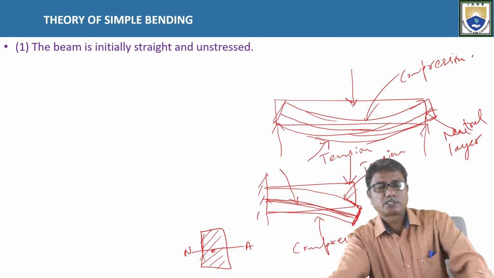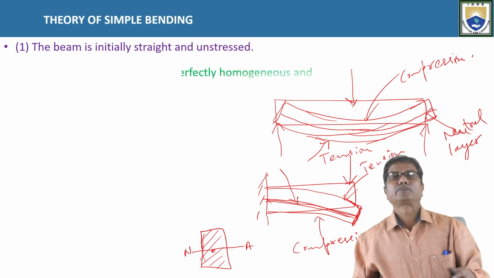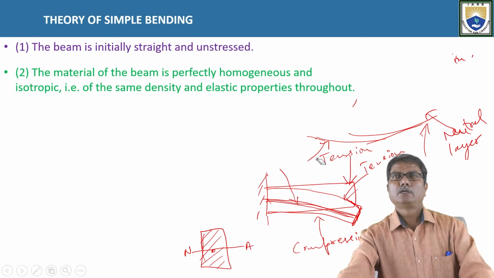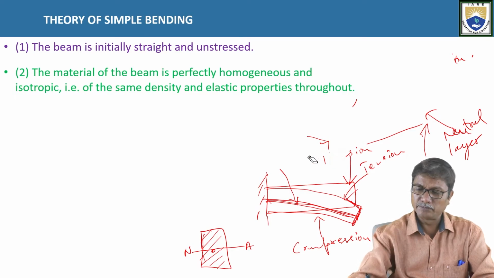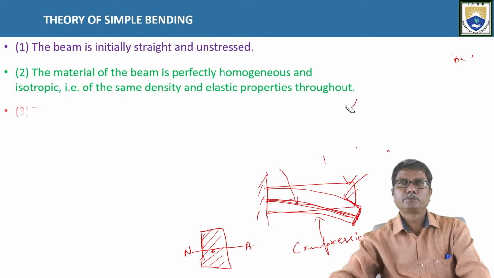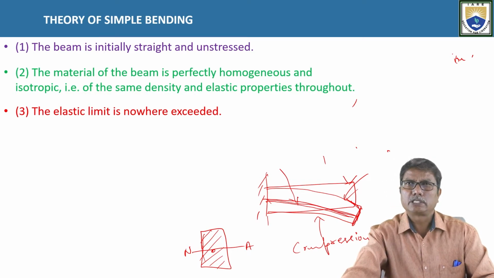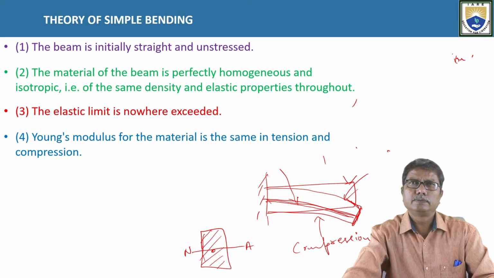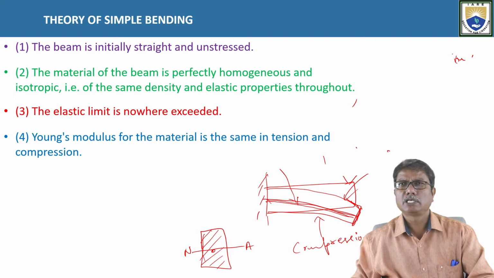Okay, so the first assumption in the theory of simple bending is the beam is initially assumed straight and is unstressed. And the second assumption is the material of the beam is perfectly homogeneous and isotropic, that is, of the same density and elastic properties throughout the length of the beam. Next assumption is the elastic limit is nowhere exceeded. It means the stresses are within the elastic limit, that is, it follows Hooke's law. And the fourth assumption, the Young's modulus E of the material of the beam is the same in both tension and compression.